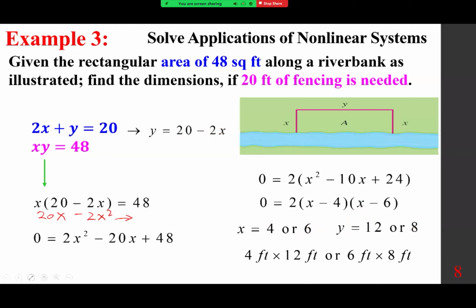So there are two sets. Either the dimensions could be 4 by 12 or 6 by 8. And a quick recap so we understand what happens. The area for both of them, 4 times 12 is 48, 6 times 8 is 48. So the area works. The fencing, remember, is 2x plus 1y. So 2 times 4, 8 and 12 is 20. 2 times 6, 12 and 8 is 20. So you should check, and we just did, everything works out.